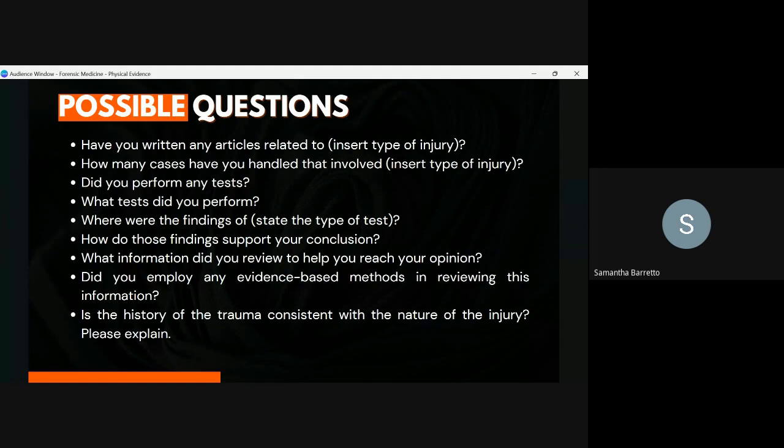Have you written any articles related to insert the type of injury here? How many cases have you handled that involve this type of injury? Did you perform any tests? What test did you perform? What were the findings of this type of test? How do those findings support your conclusion? What information did you review to help you reach your opinion? Did you employ any evidence based methods in reviewing this information? Is the history of the trauma consistent with the nature of the injury?